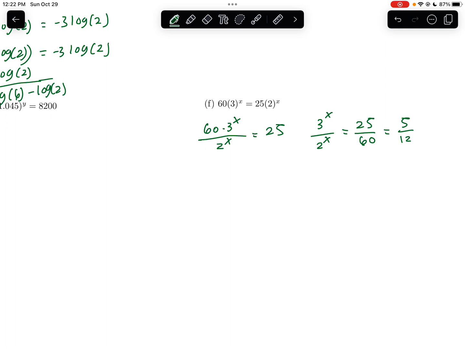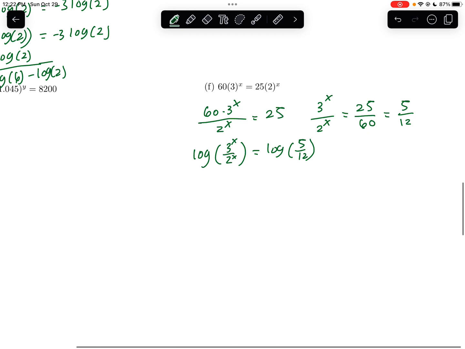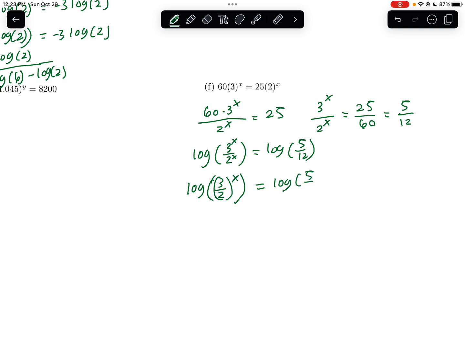So now what you can do is take the logarithm of both sides. You'd have log of 3 to the x over 2 to the x is now equal to the logarithm, of any base, but I'm just doing base 10, of 5 over 12. But this is the logarithm of 3 halves to the power of x, right? That's just using exponent rules, because if you have a power in the numerator and the denominator, it's the same as doing the whole fraction to that power. And then on the right, you still have 5 over 12.